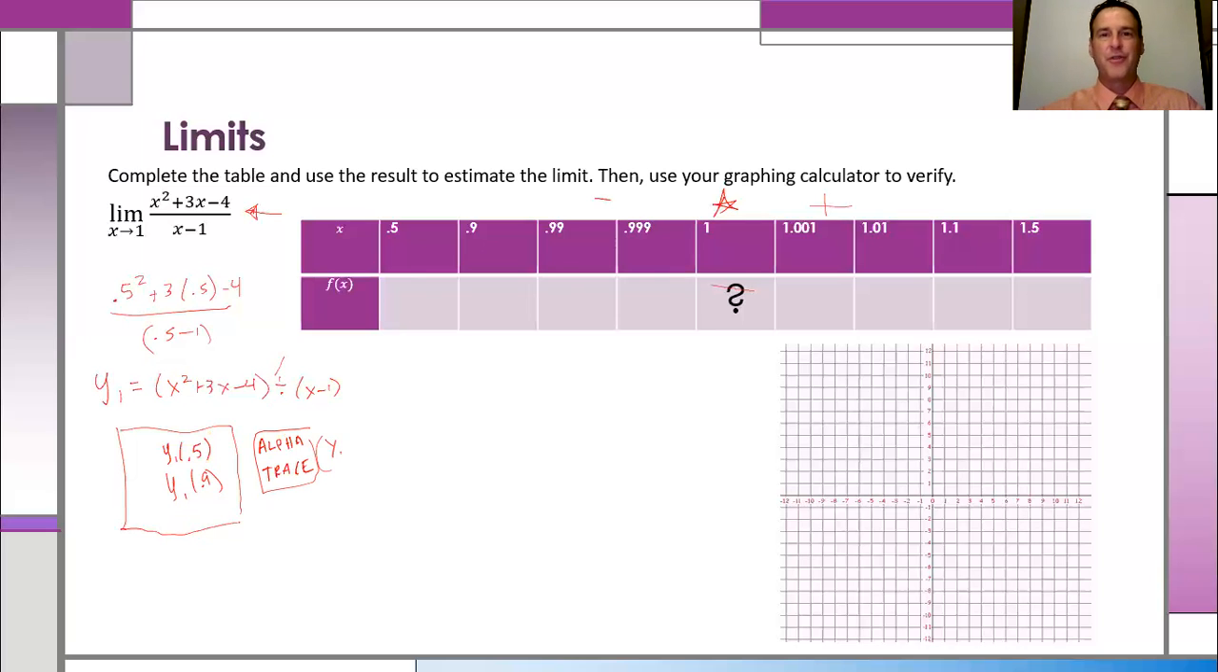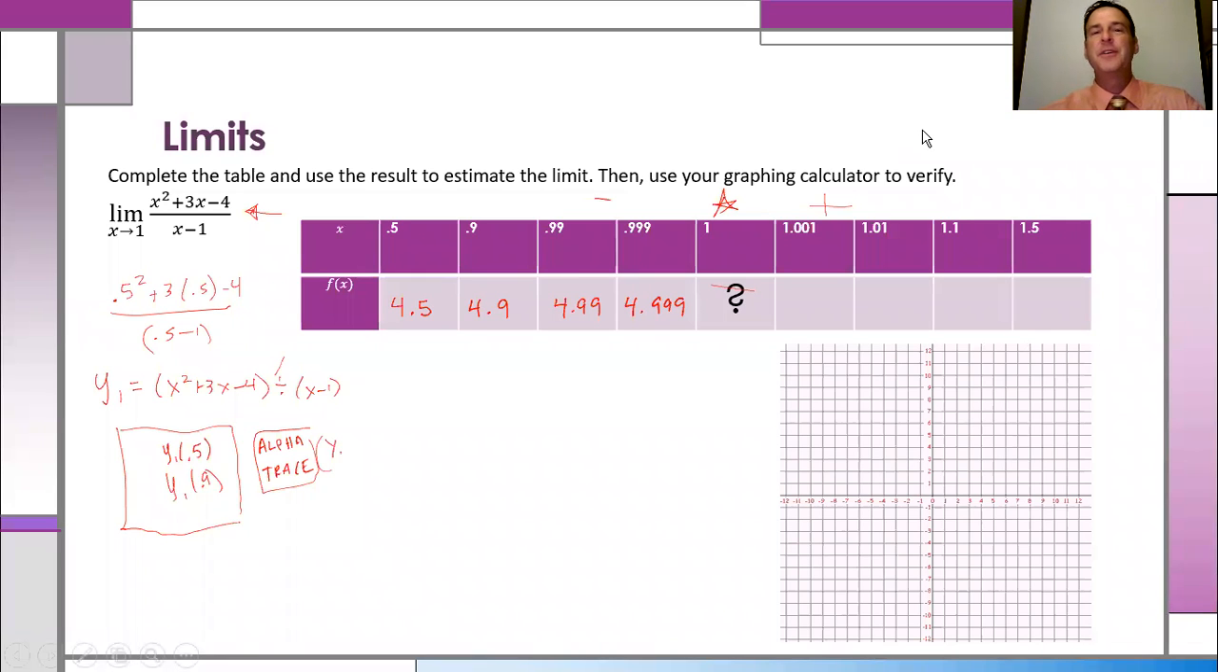Take a moment and try that, and see what you get. Put each of those in your calculators and then fill them into your table accordingly. I'm going to pause this just for a second so you have a chance to do it. I'm going to do it as well, and we'll see if our answers match. So pause it and give it a try.